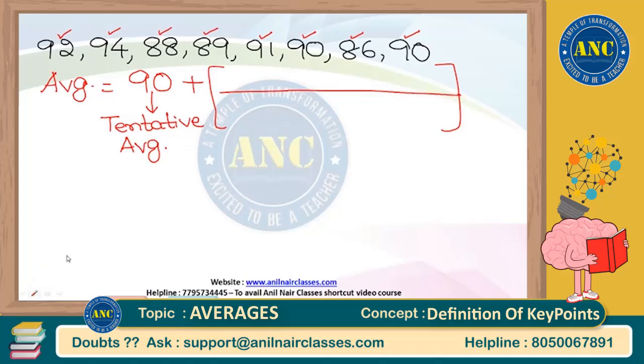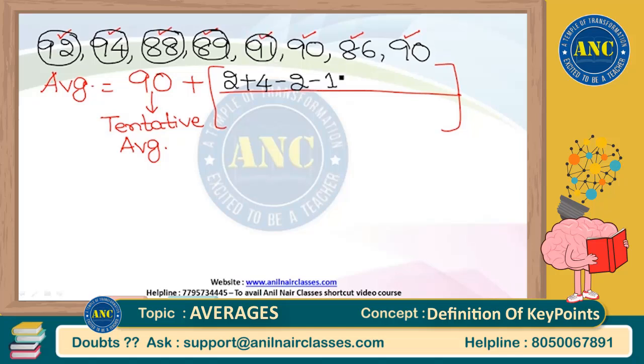Now, if I assume the average as 90, the first number is 92. 92 is 2 more than 90. Write down 2. The second number is 94. It is 4 more than 90. Write down 4. Next is 88. It is 2 less than 90, so minus 2. 89 is 1 less than 90, so minus 1. 91 is 1 more than 90, so plus 1. 90 is 0 more than 90, so 0. 86 is 4 less than 90, so minus 4. 90 is 0 more than 90, so 0. Whole thing divided by how many terms?